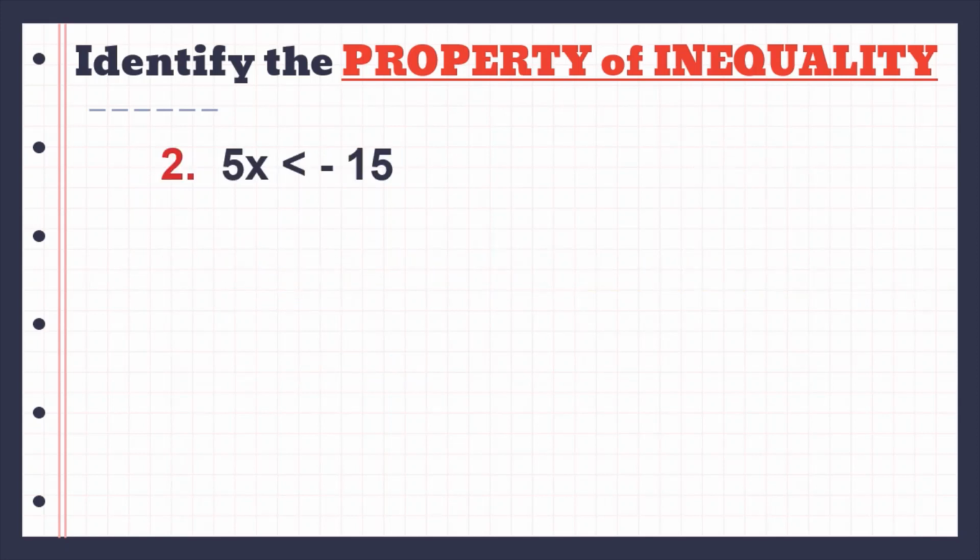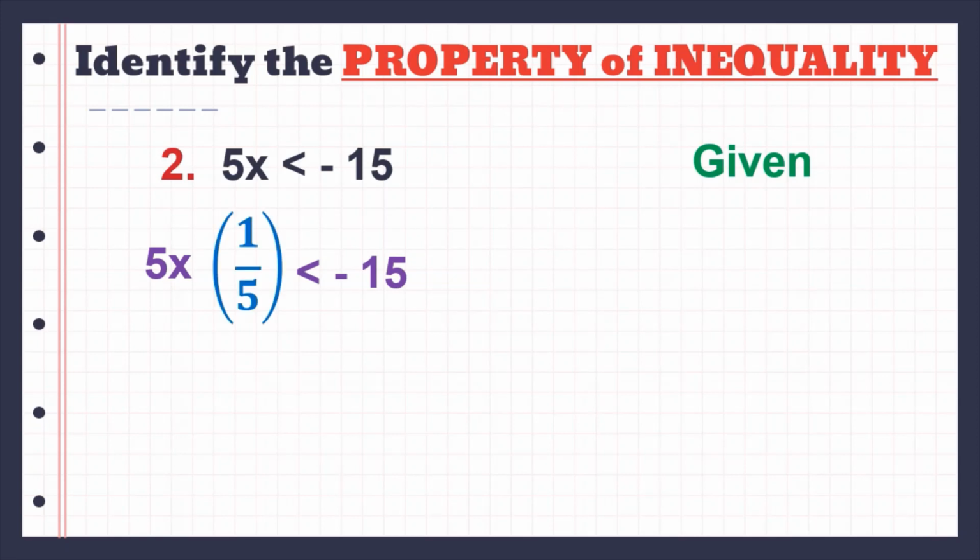Okay, next. Number 2, 5x is less than negative 15. So, that will be the given. And then, yung 5x hihiwalay kay negative 15. So, hindi naman sila pwedeng maglipat kasi nasa pwesto na sila. So, gagawin natin, i-multiply natin sila dun sa opposite ni 5x, which is, kasi 5 over 1 to. So, kapag kabaliktaran yan, ibabaliktaran niya lang, i-reciprocal. So, that will be 1/5. Okay? Para wala na yung 5 sa tabi ni x.